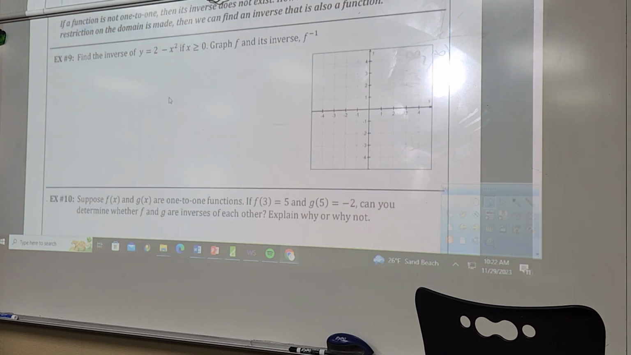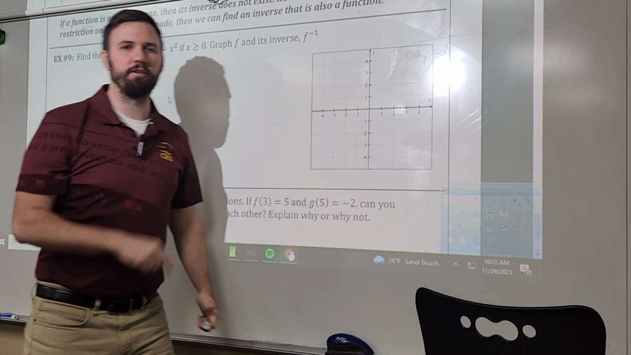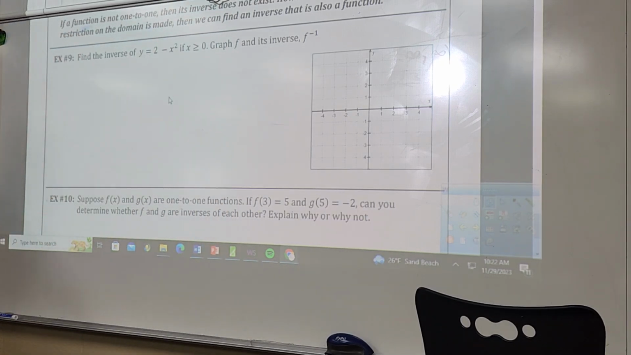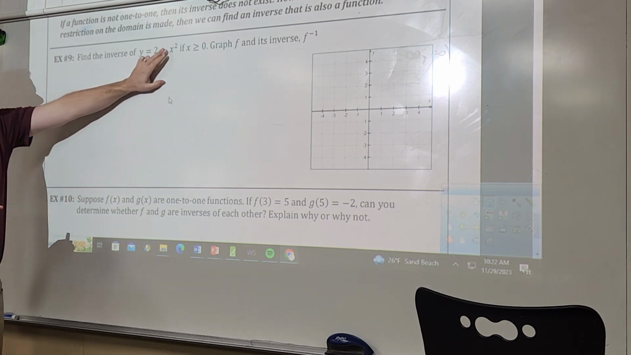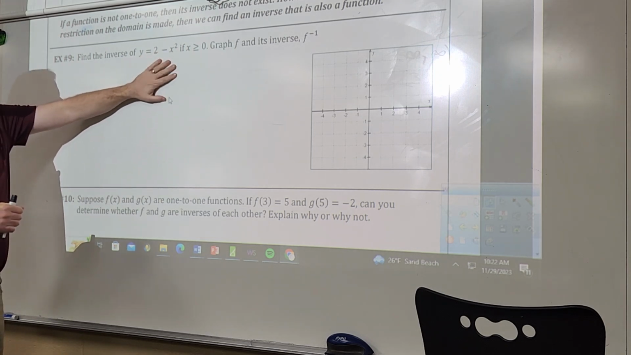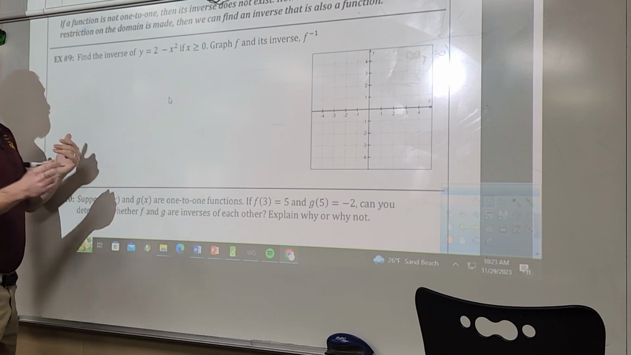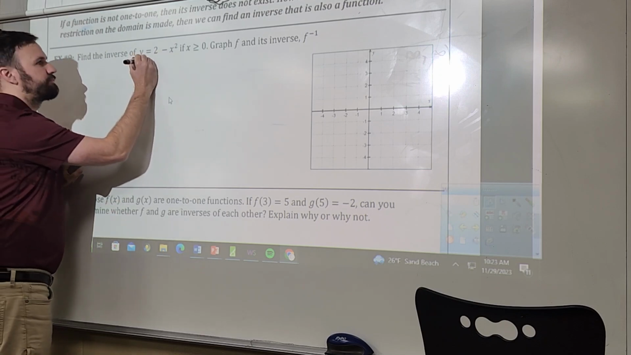Oh, geez. We just did a problem like this, but let's do it again, because this is going to come up. We did it in the warm-up. Find the inverse of 2 minus x squared. Let's graph it first. That'll be helpful.